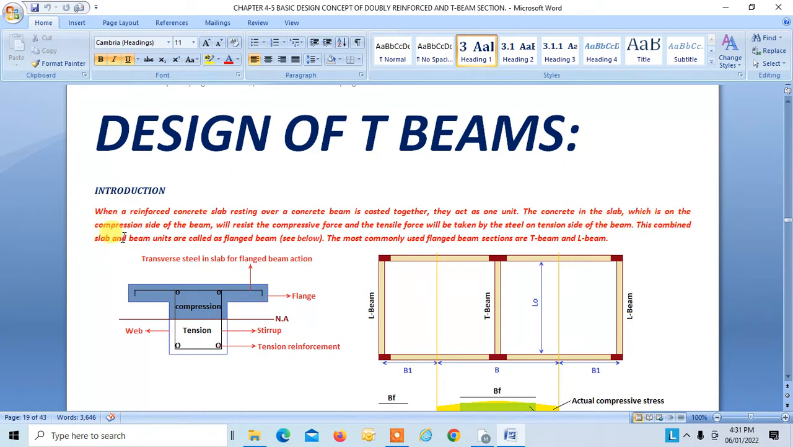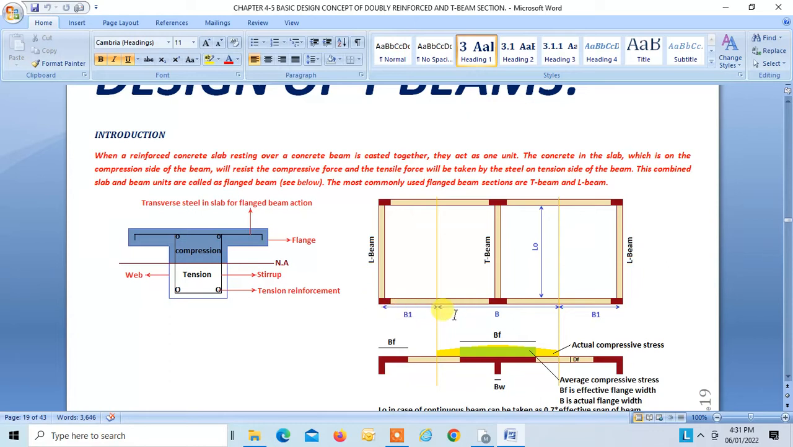These combined slab and beam units are called flanged beams, as shown in the figure below. This is a slab. This is the center of the slab, this is the center of the slab. This is b1, this is b, this is b1. So this will give an L beam effect, this will give a T beam effect, and this will give an L beam effect.